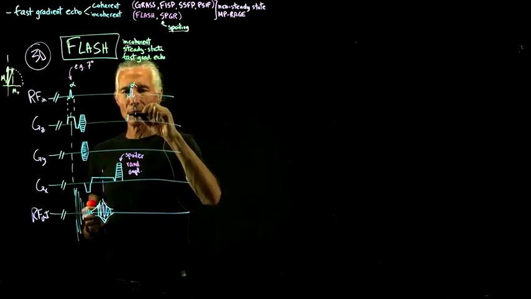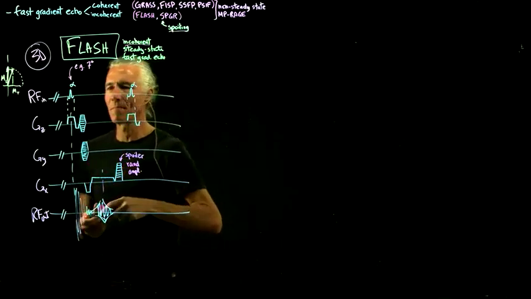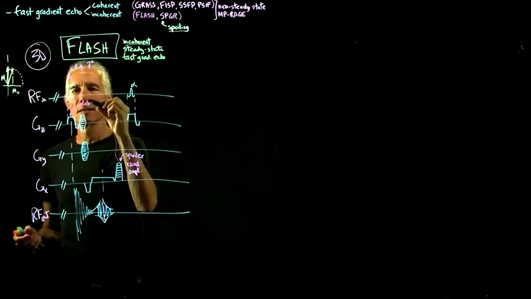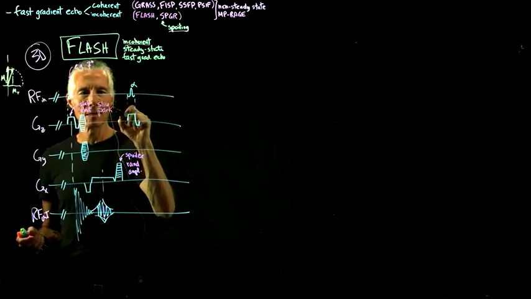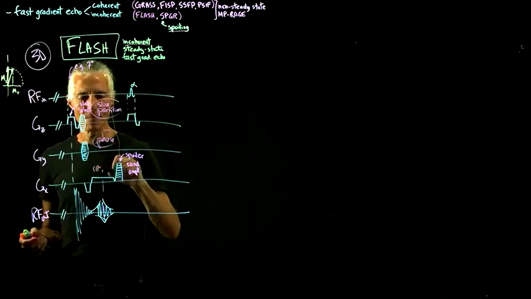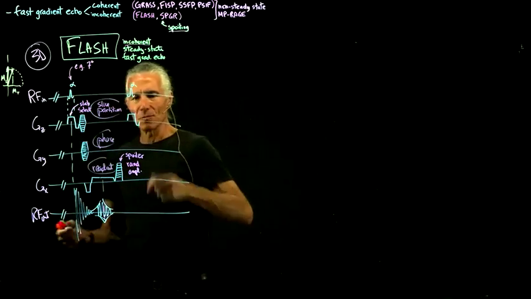And so then we would do another slab select. So this guy would be slab select. So this is the partition direction, or the slice direction, or the partition. And this is phase. And this is readout. Okay, so now we're ready to just repeat everything.